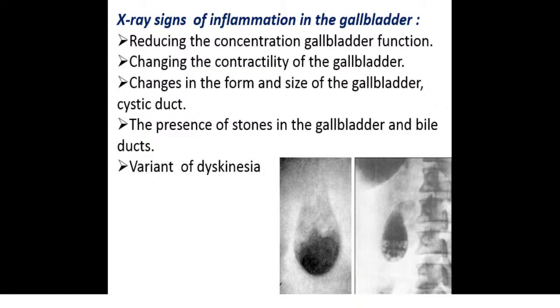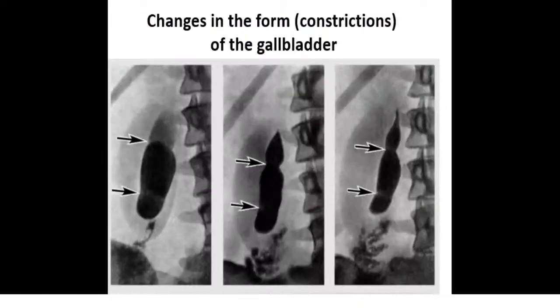X-ray signs of the inflammation in the gallbladder. It is reducing of the concentration of the gallbladder function. It is changing of the contractility of the gallbladder, change in the form and size of the gallbladder and cystic duct, present stone, and also we can determine a variant of the dyskinesia of the gallbladder. In this X-ray examination we can see deformation of the gallbladder.